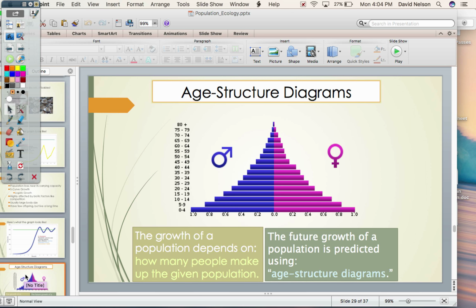And finally, we have age structure. So the growth of a population depends on how many organisms make up the given population, and the future growth of a population is predicted using age structure diagrams.